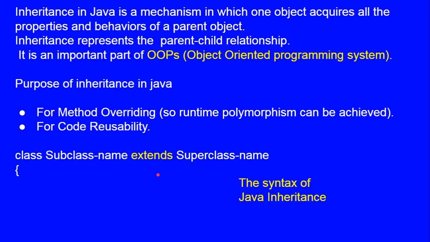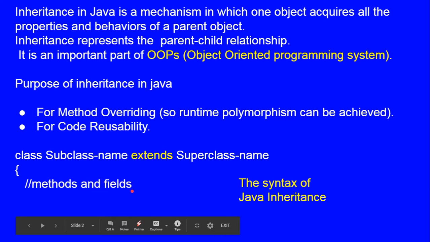Now let us see the syntax of how Java inheritance is done. This is the syntax: class subclass name extends superclass name, open brace, methods and fields, that is data and functions, which we can define as for normal classes, and then we close the class definition. Here the subclass will have its own methods and members, and it also extends the methods and members of the superclass. That means this subclass can have the methods and data of its own class, as well as the methods and fields derived from the superclass. This is done by the extends keyword.